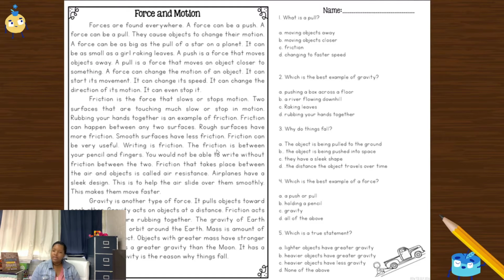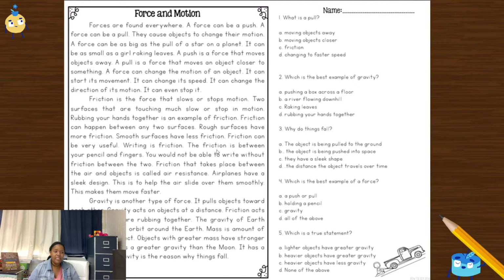So I think that may be our choice, but let's look at A. A says pushing a box across the floor. Well, if I'm pushing something, I know I must make contact with it. So we can eliminate A as well. So our answer is B, a river flowing downhill.